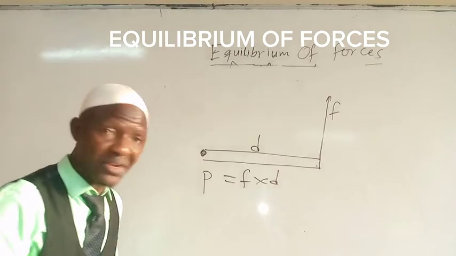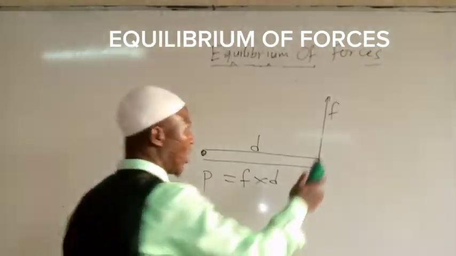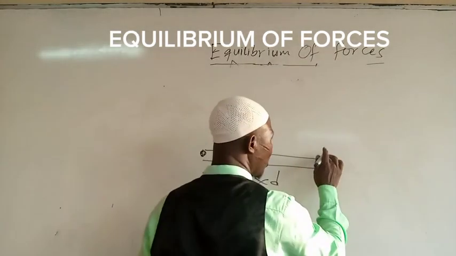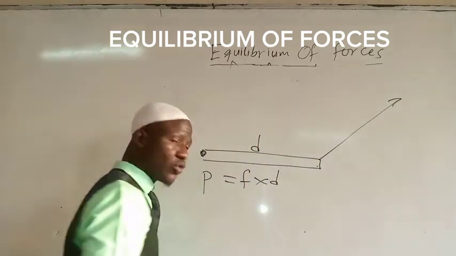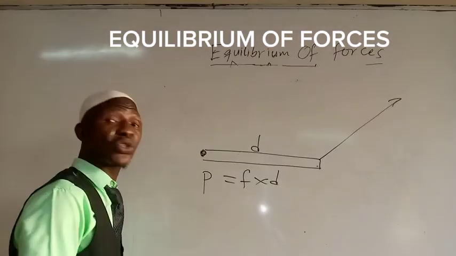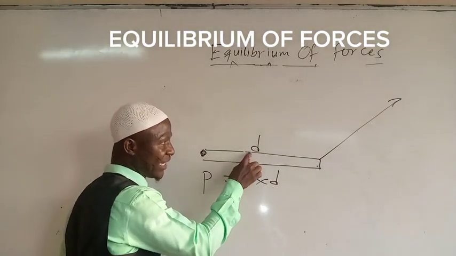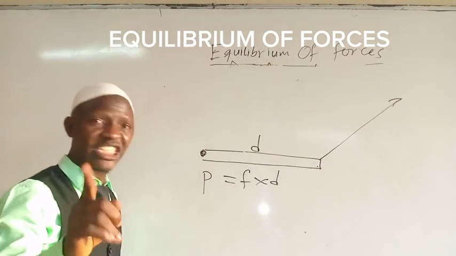But what if the force is not perpendicular? Therefore, I would like to assume that the force is applied like this. If the force is applied in this direction, and you want to calculate moment of force, it is wrong if you apply it like this, because this distance you apply here is not perpendicular to this line. It's wrong. So the next thing is to look for what?